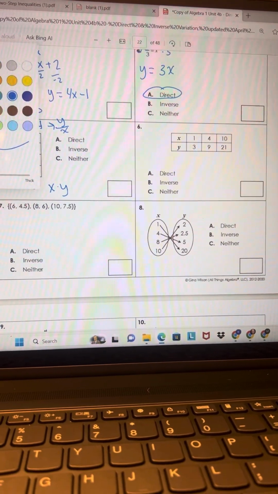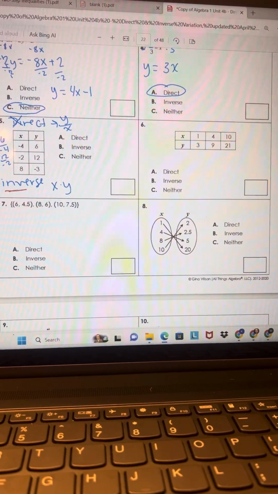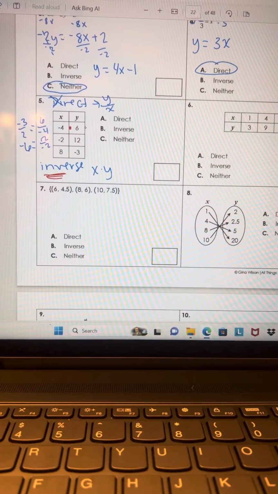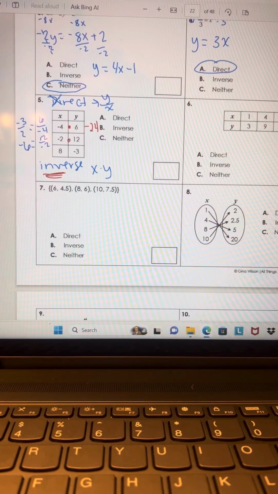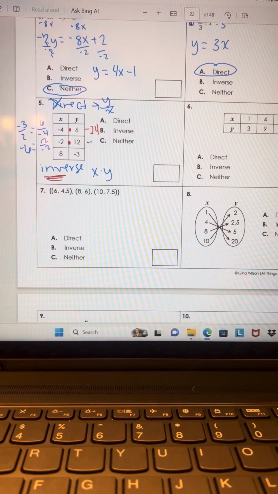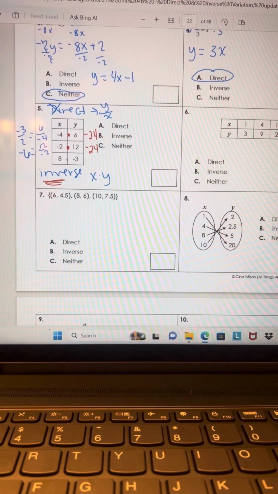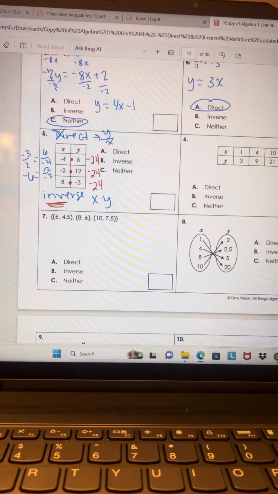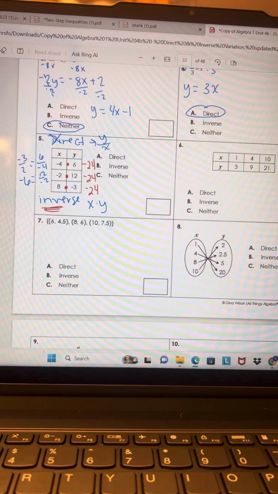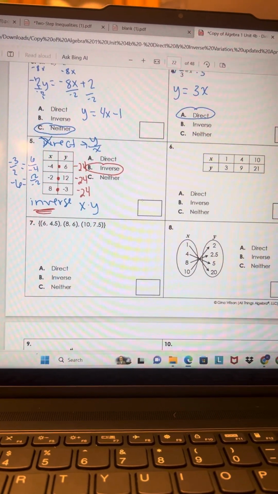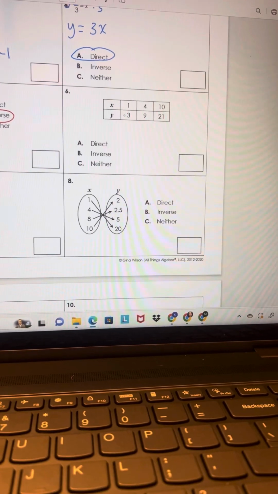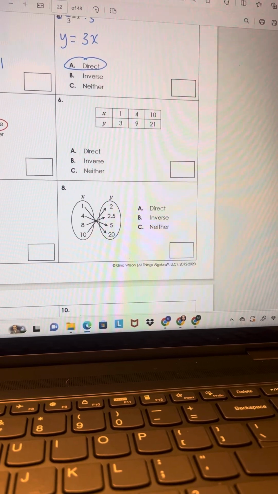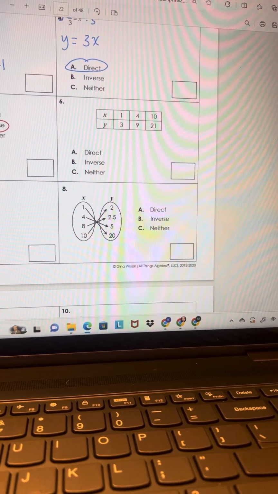To check for inverse, we would multiply 4 times negative 6, negative 24, negative 2 times 12, negative 24, 8 times negative 3, negative 24. So when we multiply x and y together, that is inverse. We would do the same over here. So for direct, we divide.